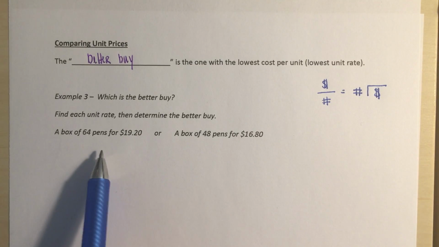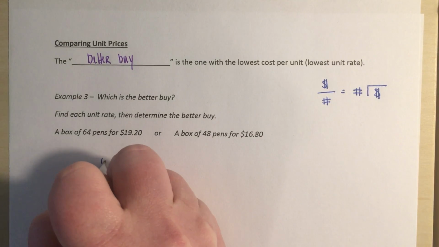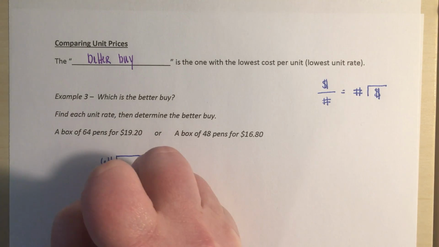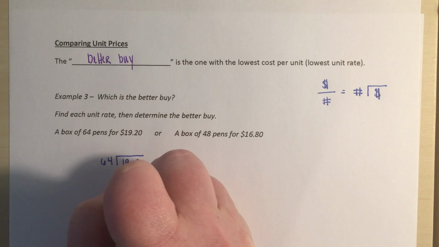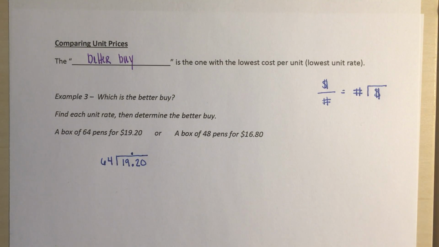We're going to look at a box of 64 pens for $19.20. So as we are looking at this, we are going to start by dividing 64 into $19.20. We're going to just carry that decimal point straight up.